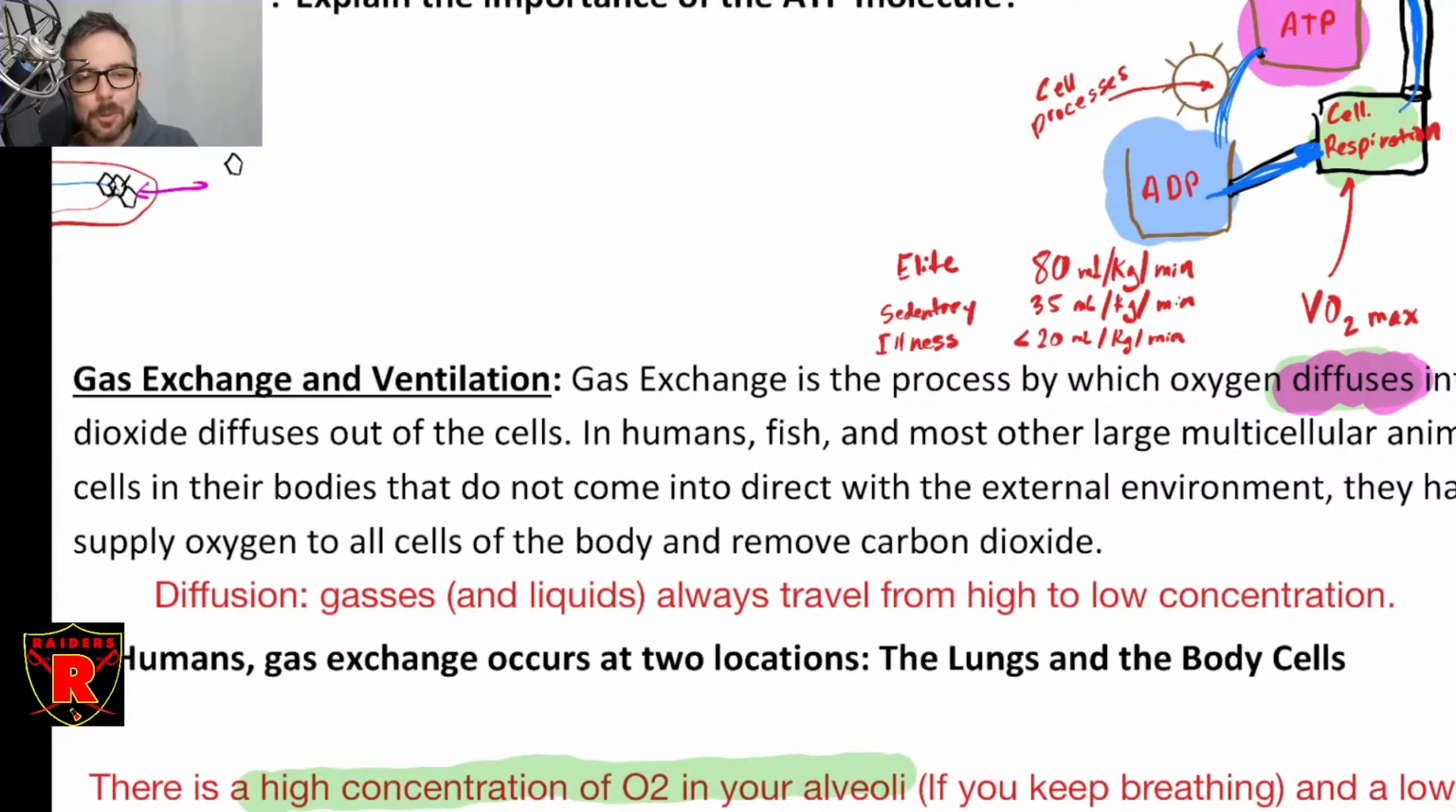If you prevent it from moving, if you have a membrane that doesn't allow any movement, or you contain it somehow, well, then it won't move. But if you don't contain it, it is going to move. You're always going to get movement from high concentration to low concentration.